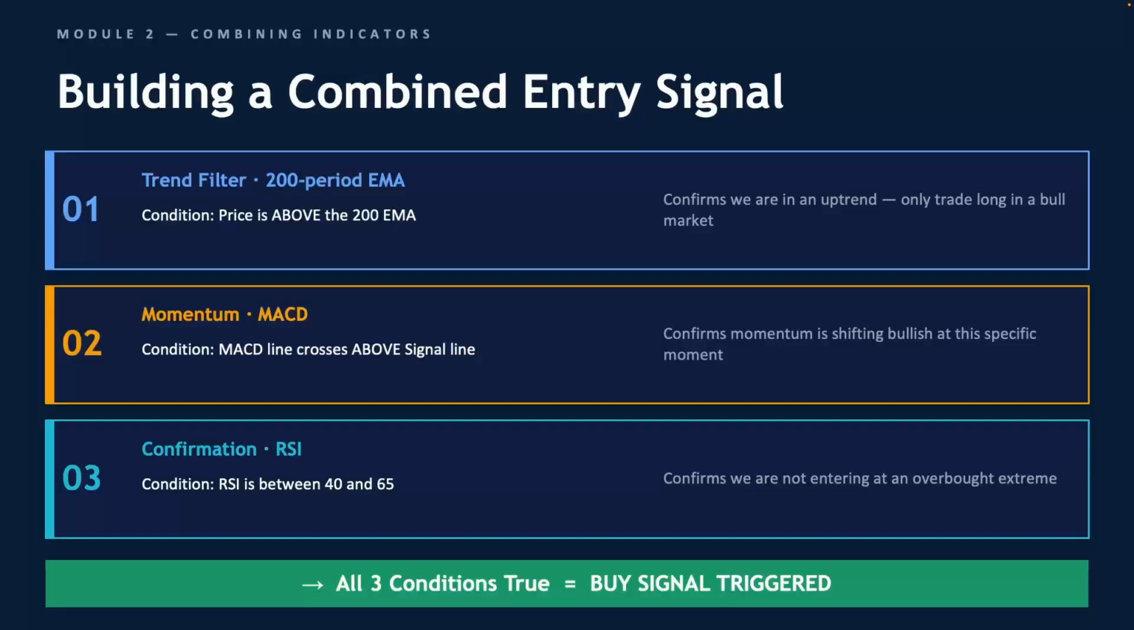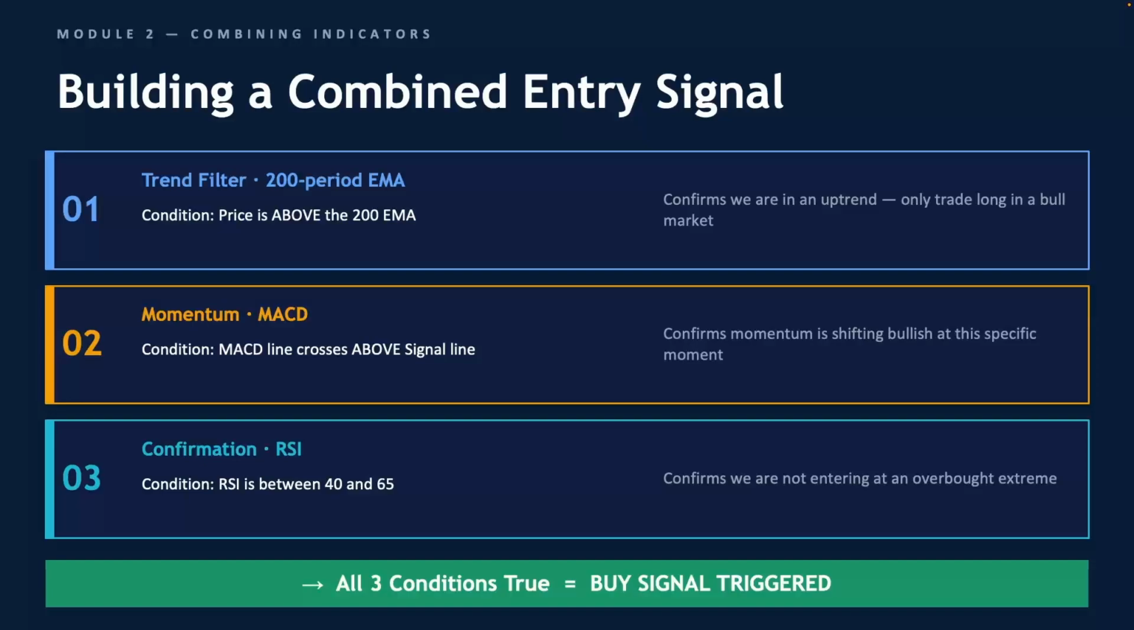Here is the most important lesson in this episode. No single indicator is reliable on its own. The real power comes from combining indicators so that multiple conditions must be true before a trade is triggered. This filters out false signals. Here is an example of a combined signal, the kind of logic you would actually code into a bot.